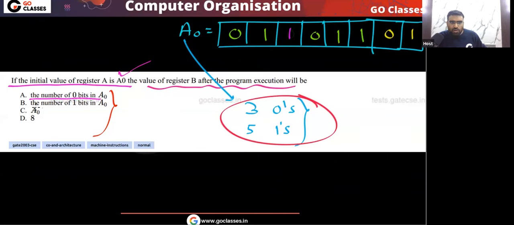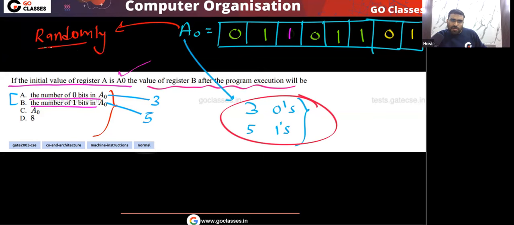The options talk about the number of zeros in A0 and the number of ones in A0. So to eliminate these options, I am making sure that the number of zeros and the number of ones are not the same. Here the number of zeros is 3 and the number of ones is 5. This A0 value is random, but because of the options, I am making sure the number of zeros and ones are different.